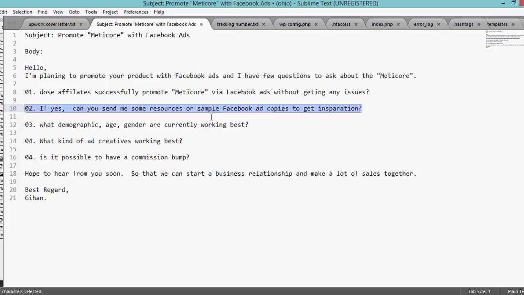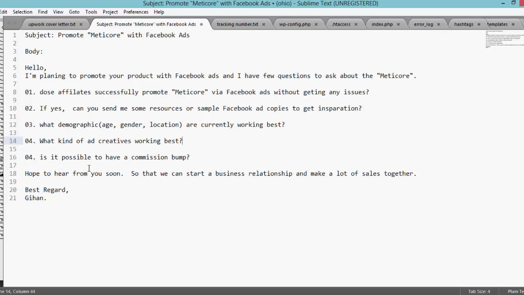So the next question is, what demography? Actually this must be like this: location, what demography, age, gender, location, and you can add more information in here, are currently working the best. That means some products only buy from female users, some products only buy from males, and some products buy from both males and females, but age may be 25 to 30. So you must get those type of information, because it will help you to understand the audience, and you can narrow down the audience by adding that information.